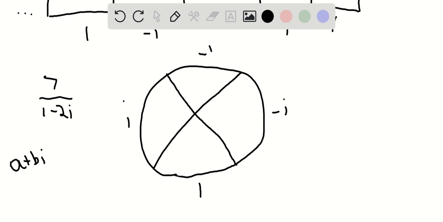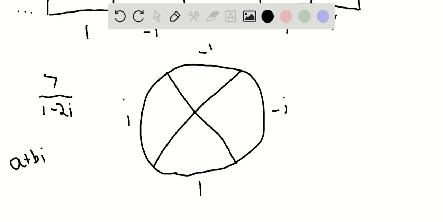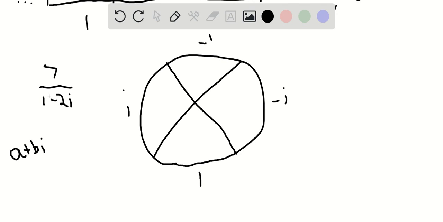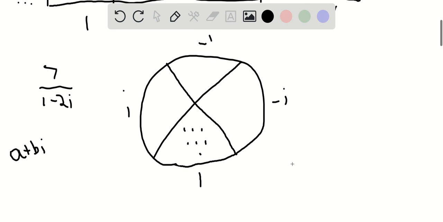Now to go ahead and do this division problem, let's put 7 into our machine here. So 7 just looks like 7 dots, all in the ones, right? 1, 2, 3, 4, 5, 6, 7. There's 7. Now I want to divide by 1 minus 2i. So what does that mean? Well, that means I'm looking for groups of 1 minus 2i.